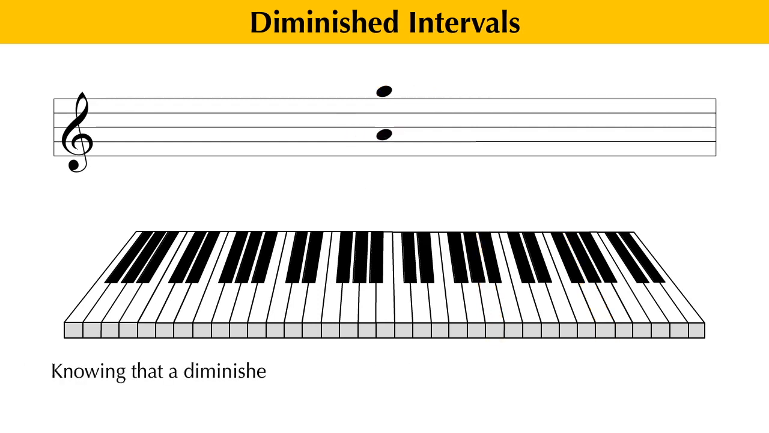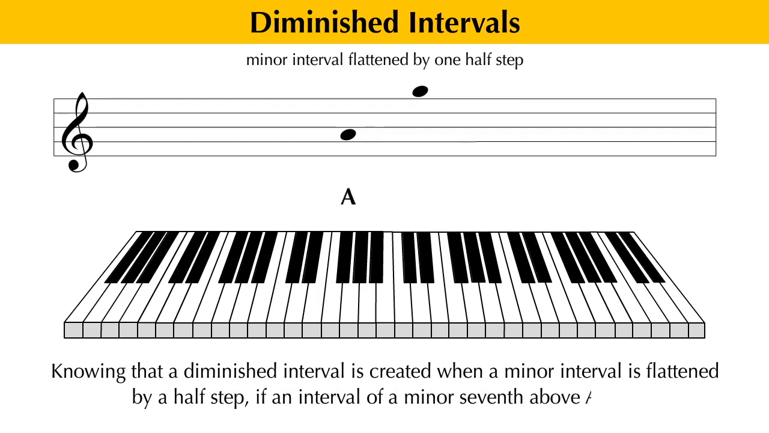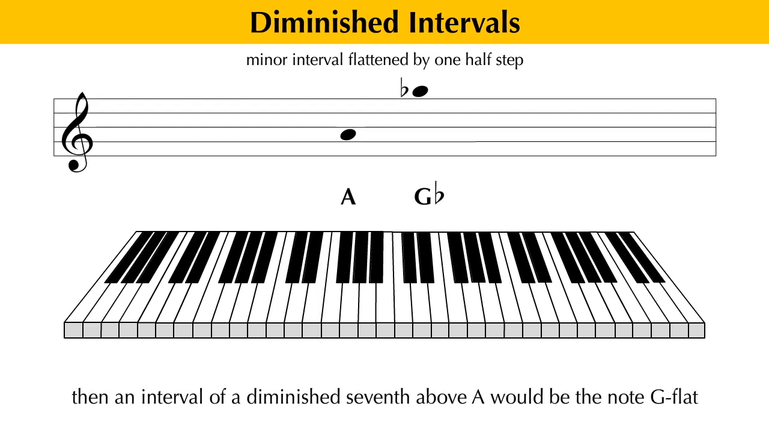Knowing that a diminished interval is created when a minor interval is flattened by a half step, if an interval of a minor seventh above A is G, then an interval of a diminished seventh above the note A would be the note G flat.